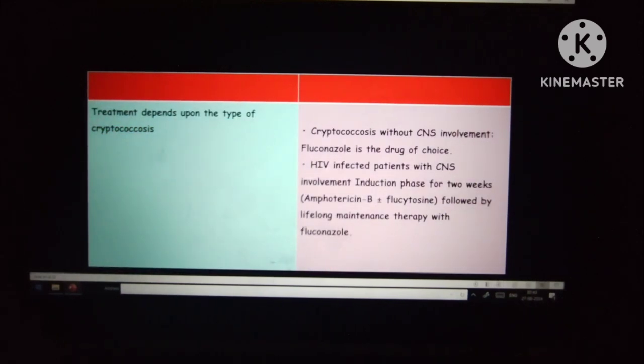So what is the treatment here? If the patient is without CNS involvement, you can go for fluconazole. But if there is an HIV patient with CNS involvement, you can give amphotericin and flucytosine, followed by lifelong therapy with fluconazole. So friends, I'm saying again, I am posting only the important points, okay? So you must not leave a single point from this video.